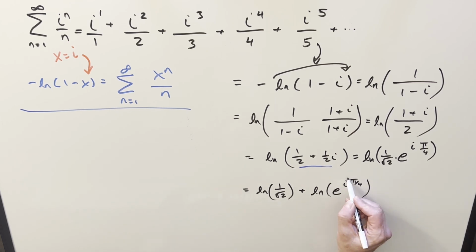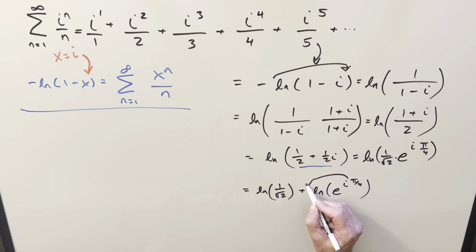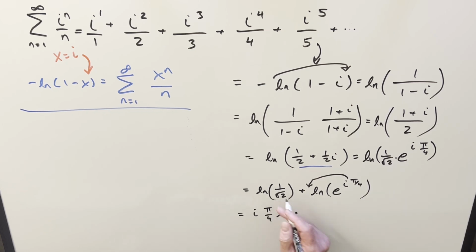More log properties, I can bring the exponent out front here like this. And I think I'll actually reverse this, so we'll have i pi over 4 times natural log of e. Here we can flip this and bring a minus sign out front. Also on the square root, we can bring that out as a 1/2. So I can have this as minus 1/2 natural log of 2.